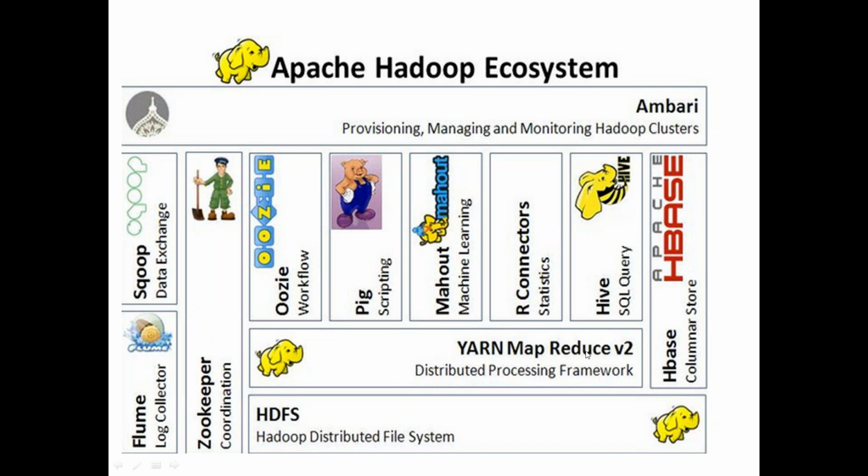And YARN or MapReduce: MapReduce is a processing framework, a distributed processing framework. Earlier it was MapReduce version 1. Version 2 is nothing but YARN. YARN is Yet Another Resource Negotiator.